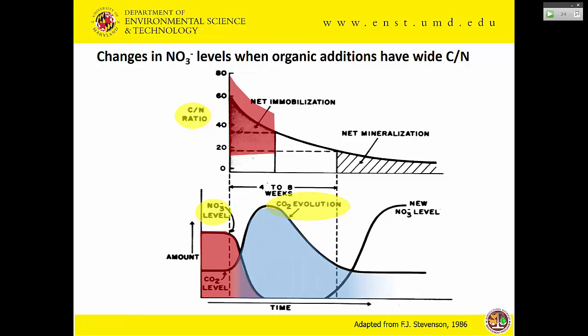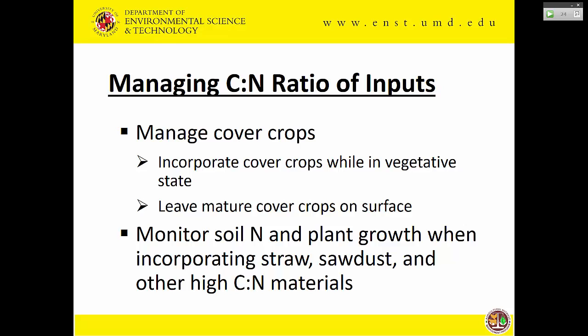And as it progresses more, when the C:N ratio decreases, then you can expect net mineralization, which means more nitrate is now produced, and that could be available for plants to take up. So when we talk about this, managing C:N ratio is critical in terms of figuring out what will be available or what will not be available.